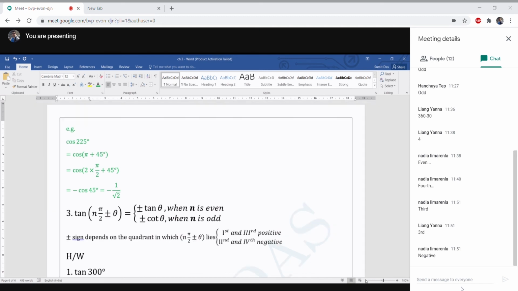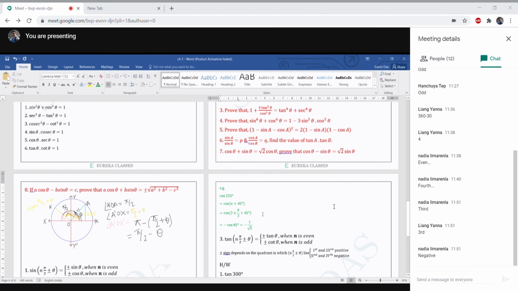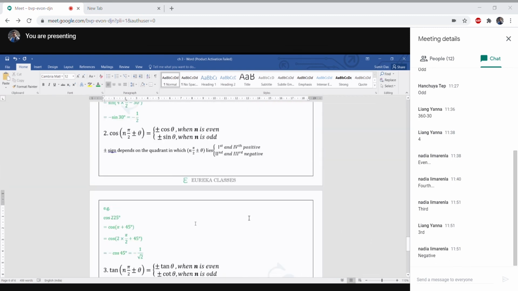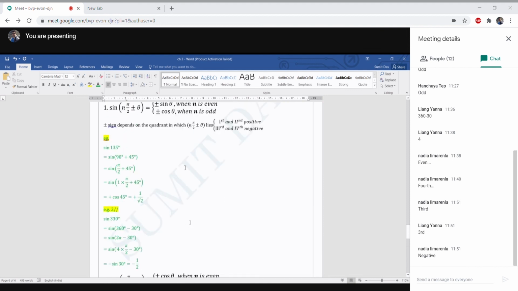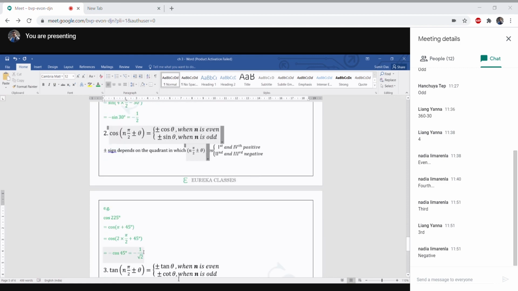Let me show you one similarity. What is the similarity between the three formulas? I hope you see the three formulas. Look, in all three formulas the structure of the angle is the same. We have to write the angle in n pi by 2 plus minus theta form. Here also, in all three formulas, we have to write in the same format.